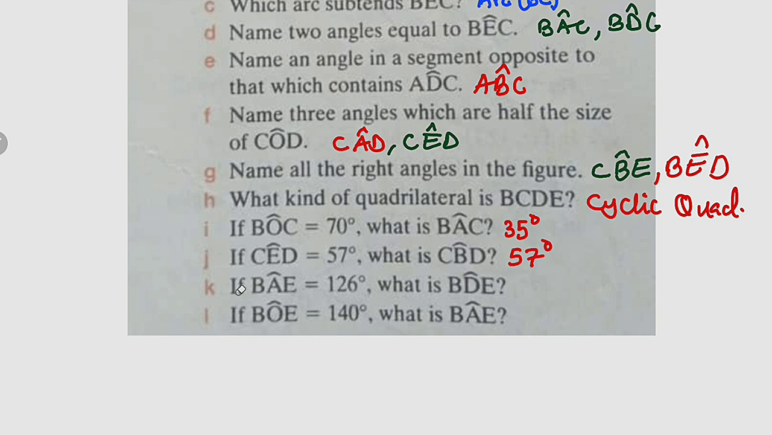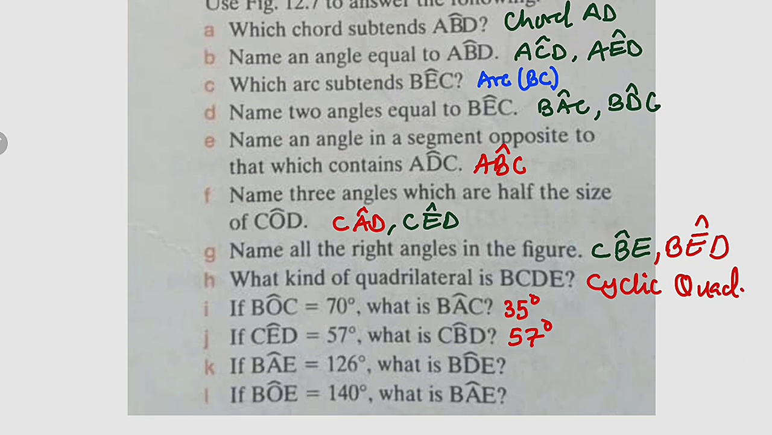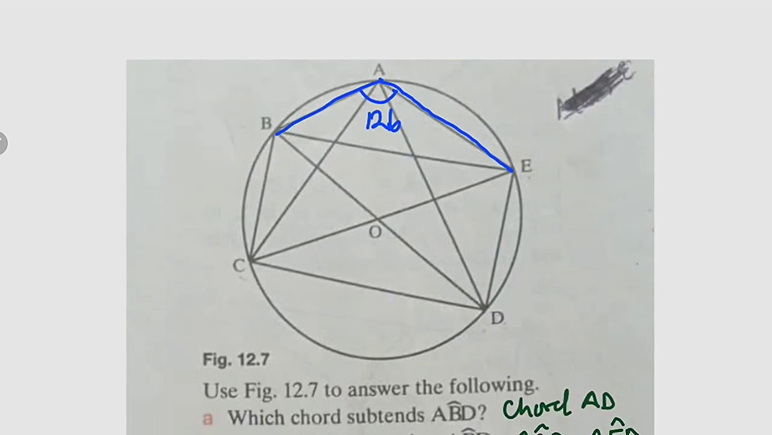Second to the last question, if angle BAE is 126, let us locate it. BAE, we are talking about this angle. Is it 126? Let me confirm. Yeah, 126. We're asked to find the measure of angle BDE. All right, this is a cyclic quadrilateral.